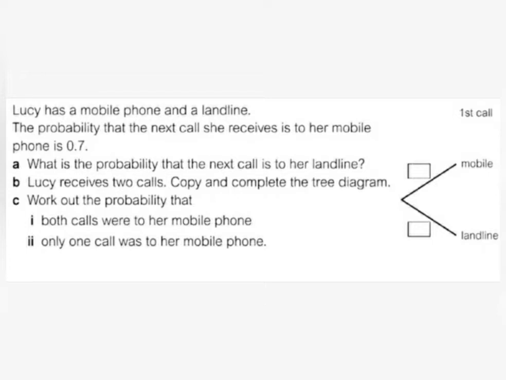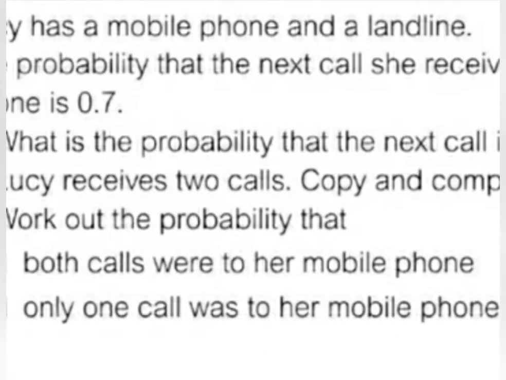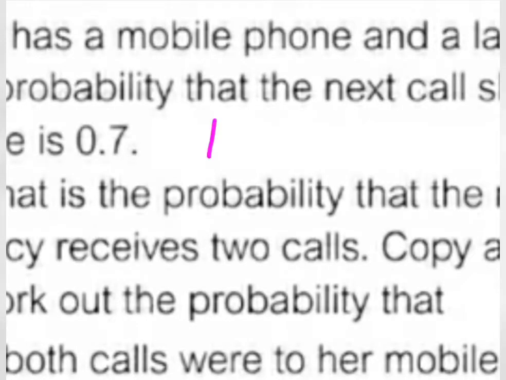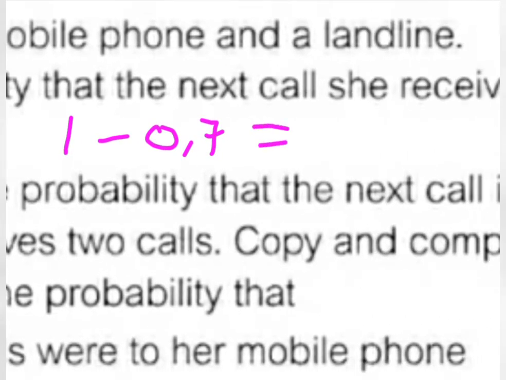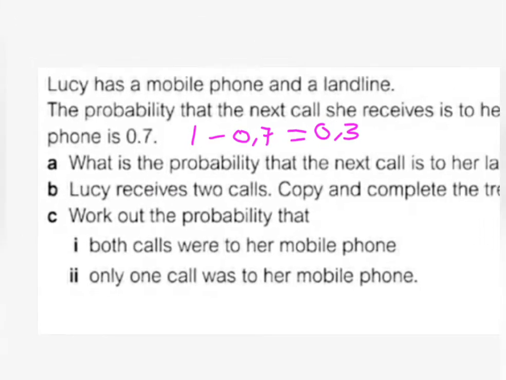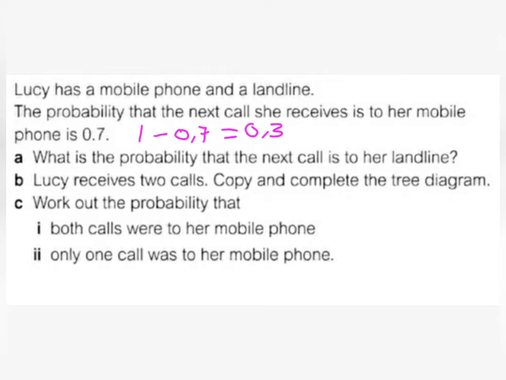He needs the probability that the next call is to her landline, because the probability to her mobile phone is 0.7, and the other probability is her landline, so they have to complete each other. So the sum of all probabilities or all possible outcomes is 1. So we take 1 minus 0.7, and we will get the answer for question A. So the answer for A will be 0.3. Very good. So the probability that the next call is to her landline is 0.3.